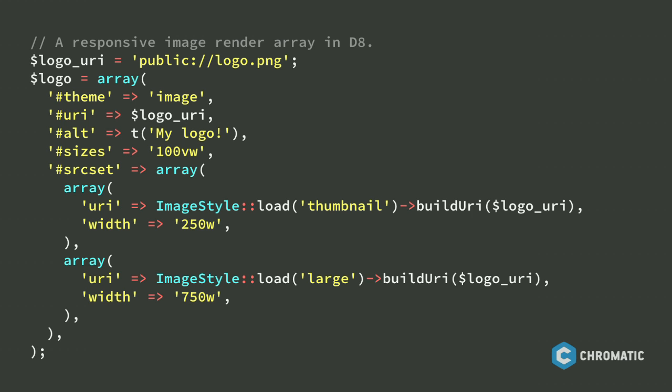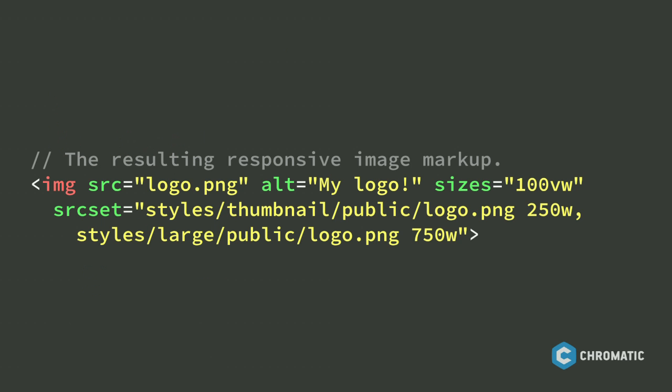So when we render this render array, Drupal is going to take that additional information, and it's going to use it to construct our markup once again. So if we ran this new render array, our markup is going to end up looking something like this. So the source and the alt attributes look the same, but you can see that the data we passed along for the sizes and the source set attributes have been taken into account and added to our image tag as well.